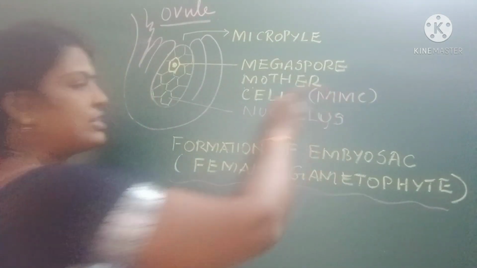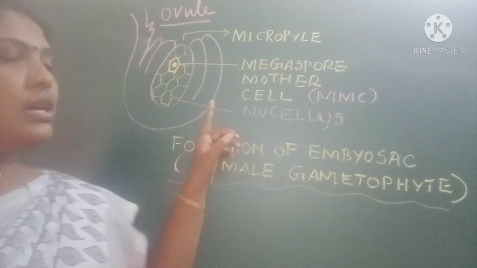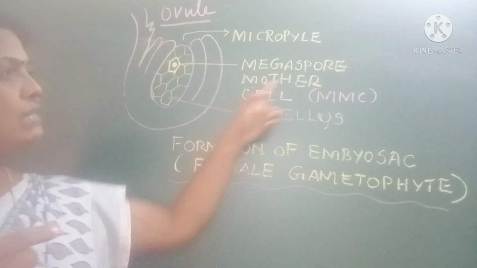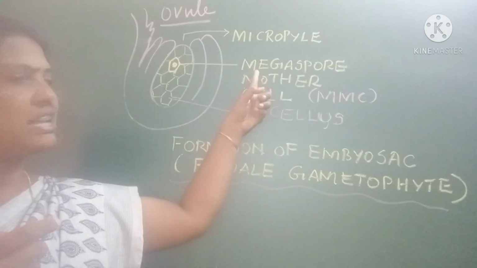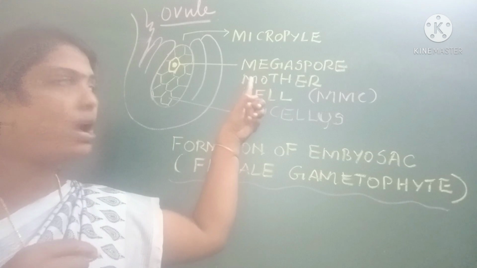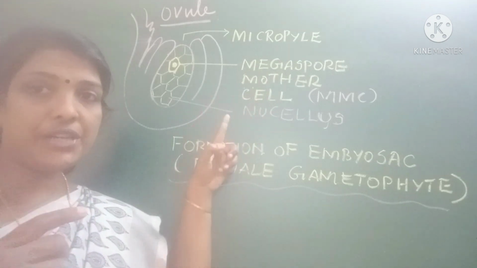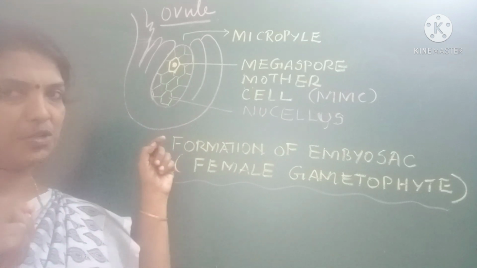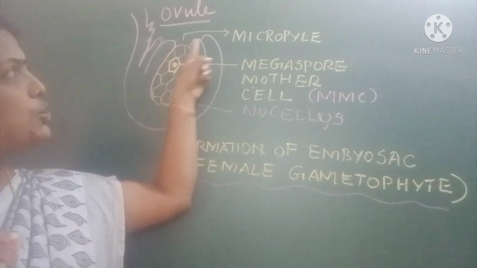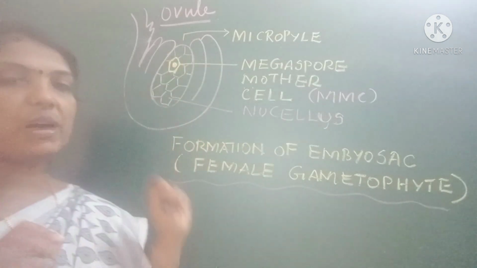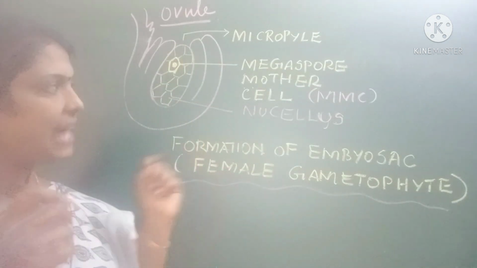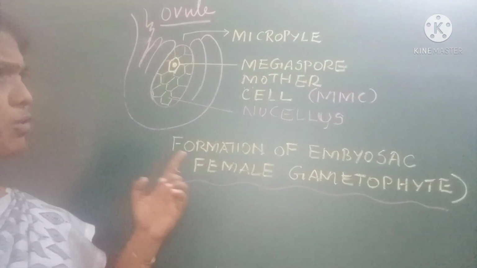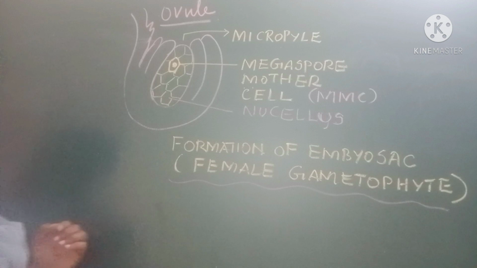We have already mentioned the microspore mother cell. Microspores are formed from the microspore mother cell. Here megaspores are formed from a mother cell, and that is the megaspore mother cell. What is the speciality of that cell? It consists of a prominent nucleus and plenty of cytoplasm, and that cell can be seen towards which side? Towards the micropylar side. That cell will undergo reduction division.